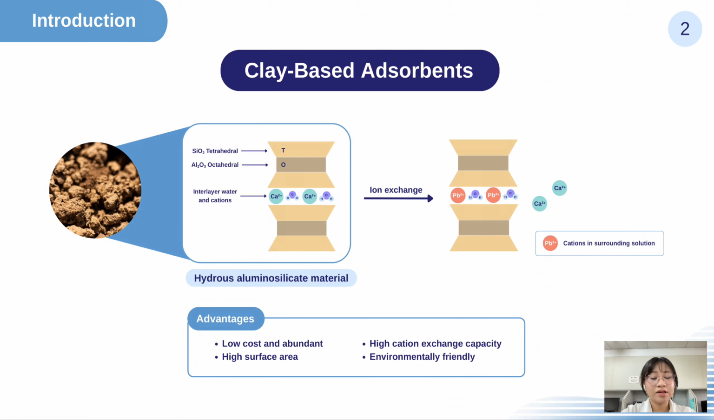Clay is a hydrous aluminosilicate material composed of silica tetrahedral layers and alumina octahedral layers with interlayer waters and exchangeable cations. Clay is a low-cost and abundant material. It has high surface area and high cation exchange capacities and environmentally friendly properties. Because of these advantages, clay is a good adsorbent for heavy metal ions removal.